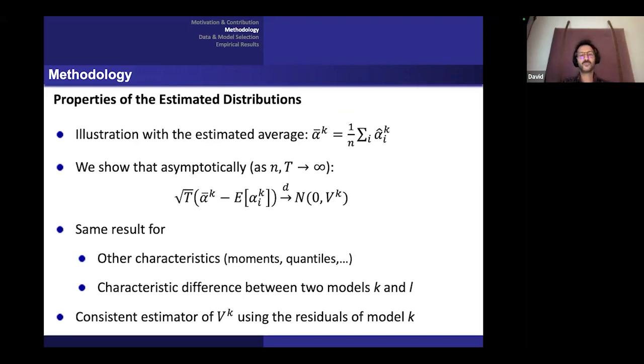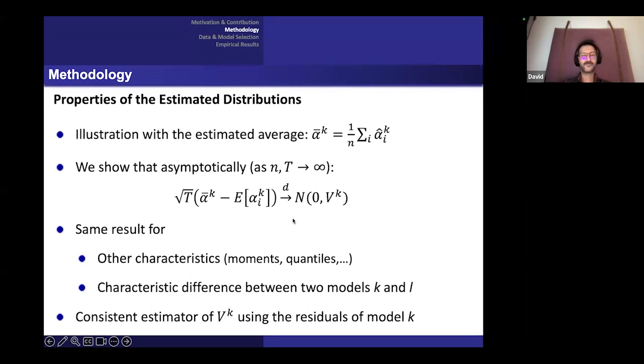Now, just to give you an idea about the properties of these estimated distributions, let me just take one moment of the distribution, which is the estimated average. So the alpha bar K here is the average of all the alphas for the funds obtained through model K. So that's basically the sum of the alpha i,K divided by N, the cross-section N, the average of the estimated alpha under model K. So what is shown in the paper is that we have double asymptotics. When N, the number of funds, and T, the number of observations, grow large, the central limit theorem applies, and you have convergence towards a normal distribution, right?